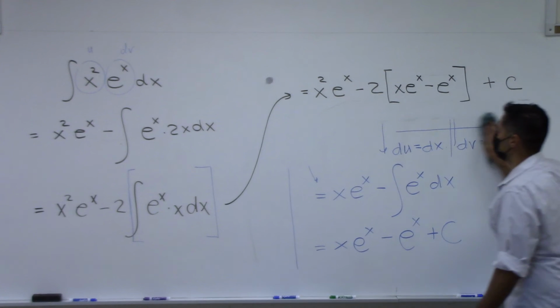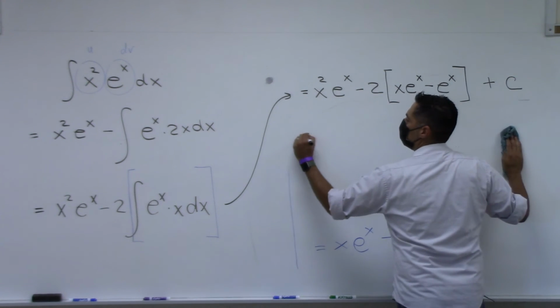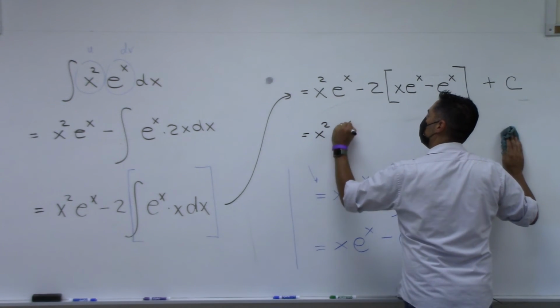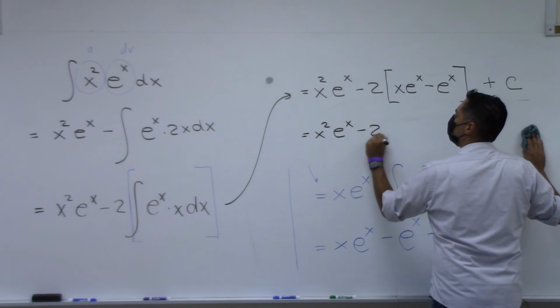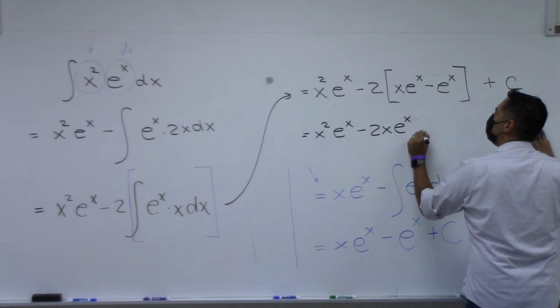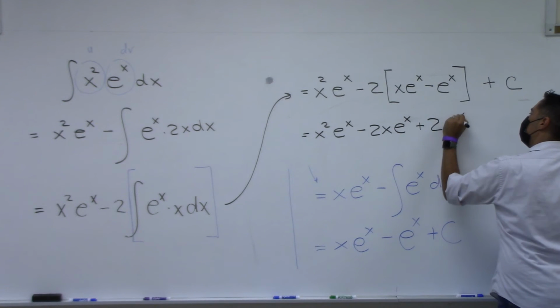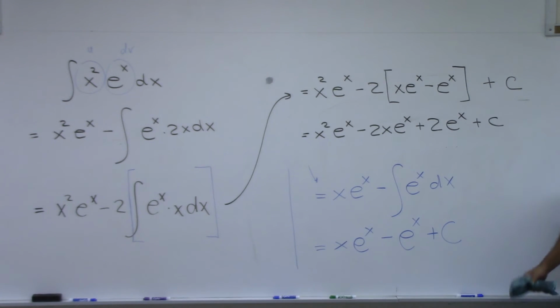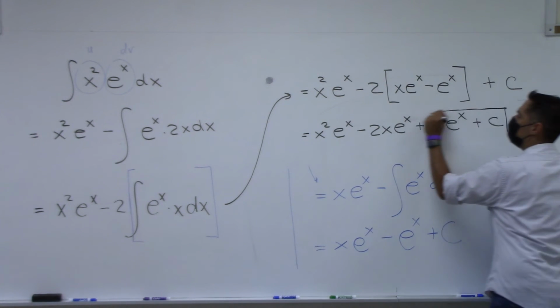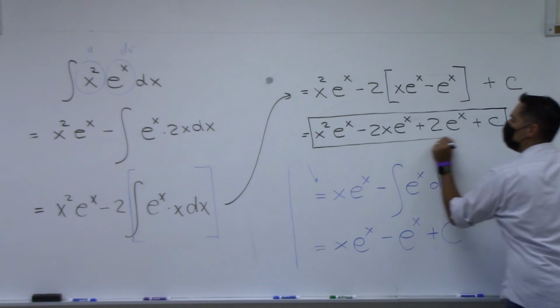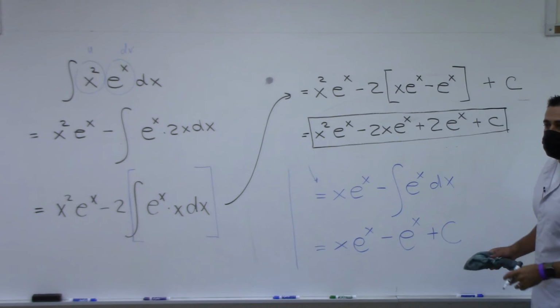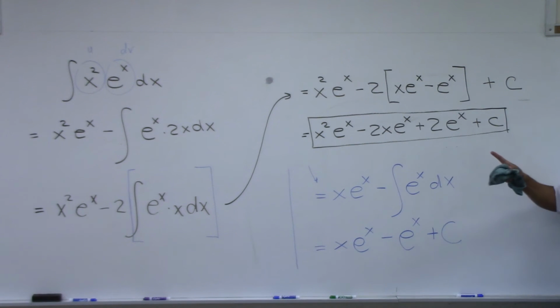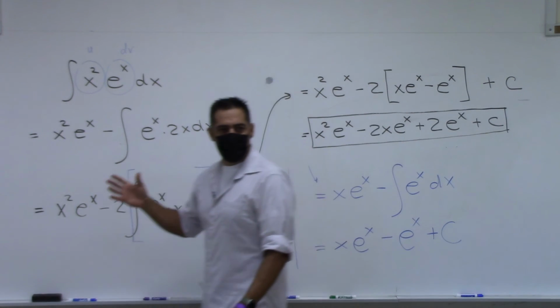I'm going to go a little further and see if this cleans up at all. So, x squared e to the x minus 2x e to the x plus 2e to the x plus c, just distributing the negative 2 through. And this should be it. Which we could check to see if it gets us back to x squared e to the x.